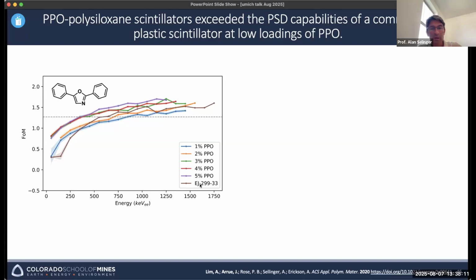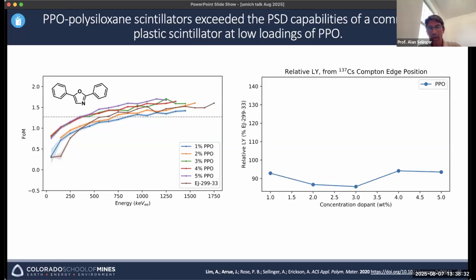And this EJ299 is an Eljen control product. So this is something that we buy and use as a control to compare our system to. You can see that these 5 weight percent systems are performing better than the commercially available PVT-based scintillators. And the light output, this is the light yield compared to the commercial sample, is roughly 90-ish percent.